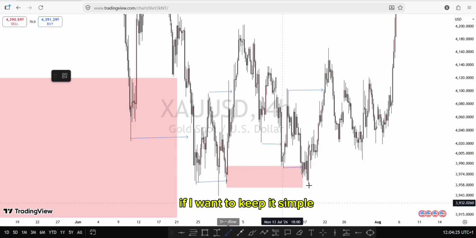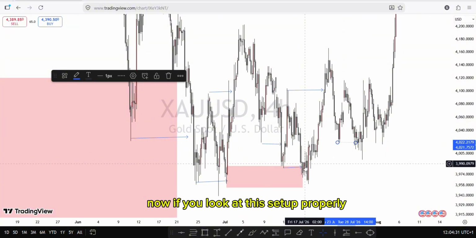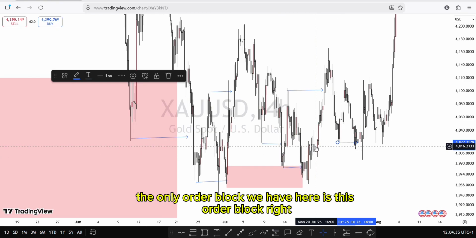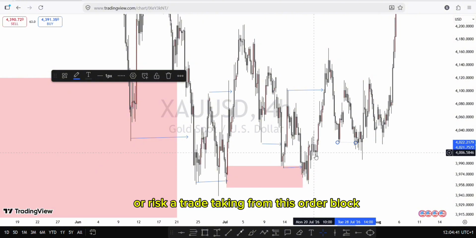If I want to keep it simple, this is going to be like my engineered liquidity, right? Now if you look at the setup properly, there is no proper order block. The only order block we have here is this order block, right? But I wouldn't want to risk my money or risk a trade taken from this other block.